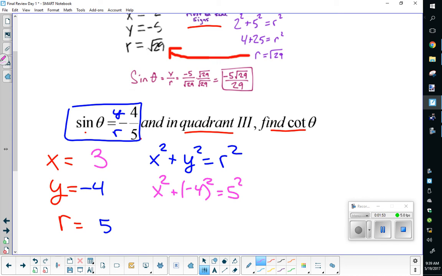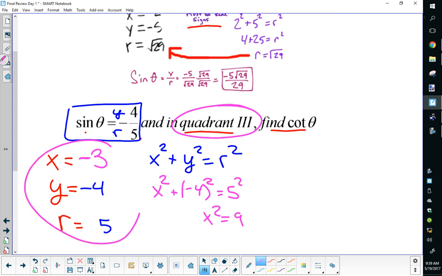The key to this, though, is when I finish that, it would have been x squared equals 9. And it's really not just 3, it's plus or minus 3. I need to make a decision whether it's plus or minus 3. That's where this comes into practice here. I'm in quadrant 3. If I'm in quadrant 3, what's going to be true about my x value? It's negative. They're both negative in quadrant 3. So we've got our chart filled out.